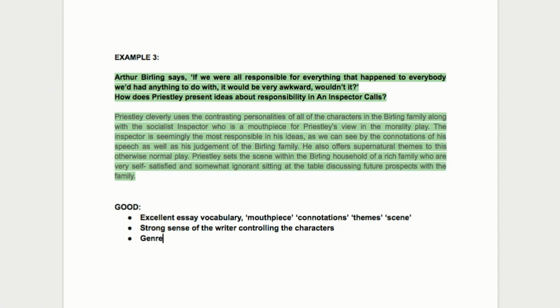Again, it kind of mentions genre as well, which is great. Morality play. So it knows exactly what type of play it is, not just that it's a play, but that it fits into a certain idea. Socialist also fits it within a certain context.